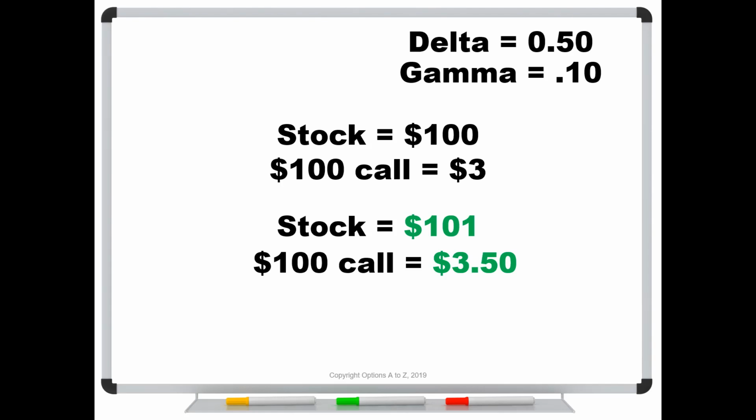But now what about the next dollar change? What if the stock goes from 101 to 102? My delta is not going to stay at 50. Remember, your Greeks change over time. And they change as everything else changes, as time changes, as the stock price changes, as volatility changes. So gamma is going to show you by how much you're going to increase your delta. Gamma here is showing 0.10. It means we're going to pick up 10 deltas. So I'm no longer going to have a delta of a half. It's going to be 0.6.